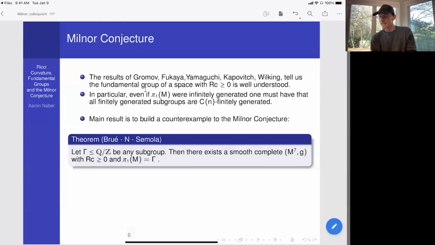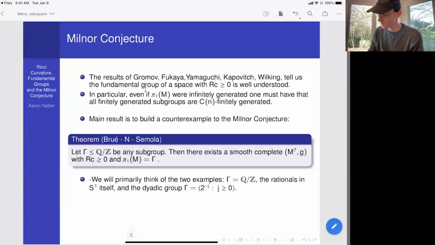Then there exists a smooth, complete 7-dimensional manifold with non-negative Ricci curvature, which has this as a fundamental group in the end. So some points are worth mentioning. First, there are two primary examples that we'll stick to in our discussions. One is Q mod Z itself, that is, all the rationals inside the circle.